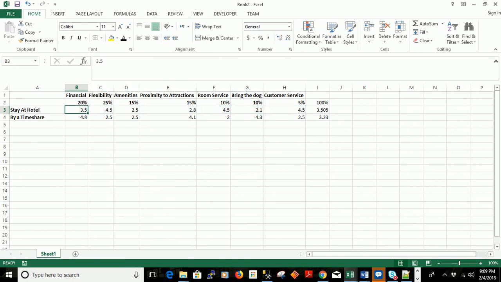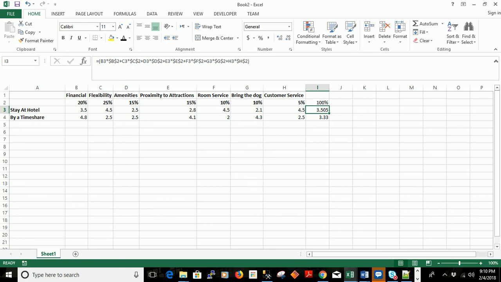And I could say to the sales guy, look, financially, you're better. You're better ranked than them. But flexibility, clearly a hotel is better flexibility-wise. I can defend each one of these assessments that I've made here. I can defend all of these. And because I can defend all of these, and I know that each one of these categories is accurate, I know that these rankings are accurate, the weighted averages. So according to my objective decision, staying at a hotel is ranked a 3.5, and a timeshare is 3.33. So hotel wins it by a hair.